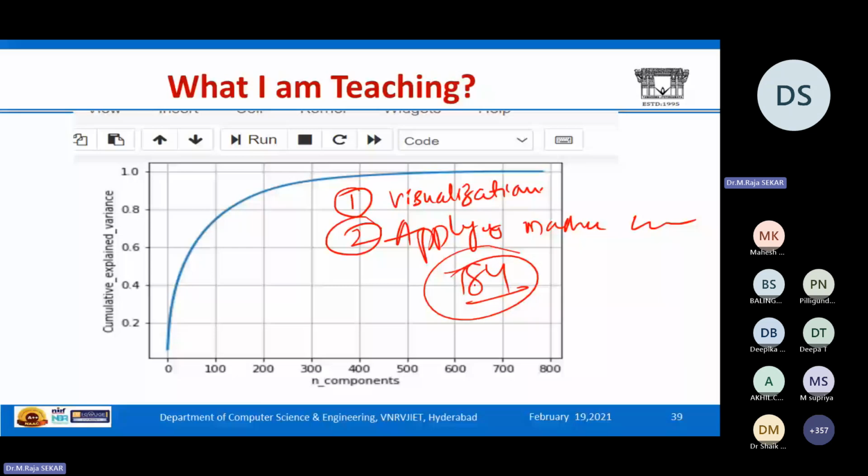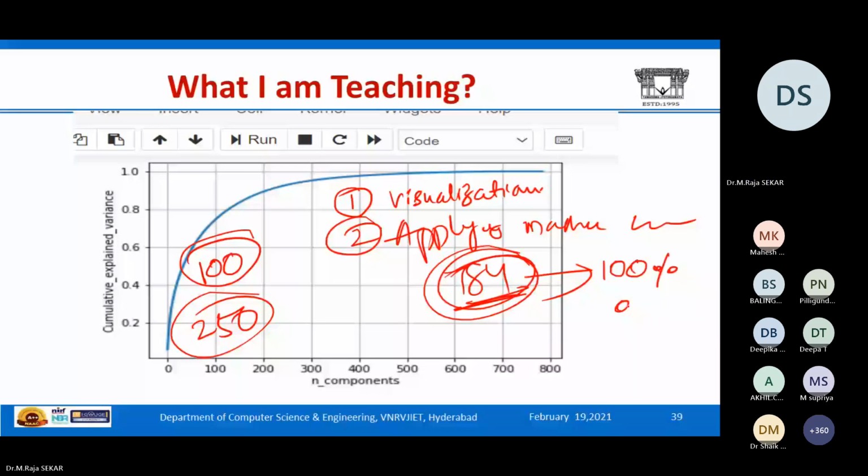For example, I would like to apply some machine learning algorithm on the MNIST data set. That algorithm may need only 100 dimensions, which cannot work for 784 dimensions. There may be some machine learning algorithm which works only on 250 dimensions, isn't it? That is another point. One of the biggest questions is, originally there are 784 dimensions. When we had 784 dimensions, I have 100% of the data, the entire data.